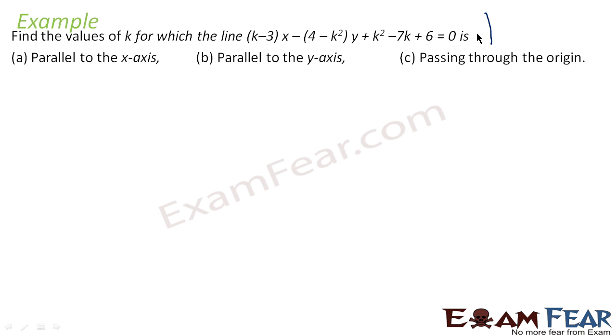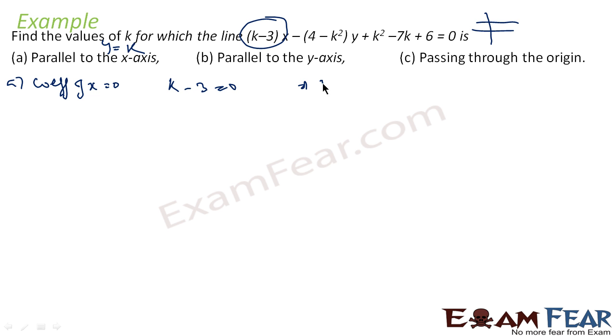When the line is parallel to x-axis, that means y is equal to constant, and the coefficient of x is 0, because here we have y is equal to some constant. So the coefficient of x is k minus 3. We'll say k minus 3 is equal to 0, or k is equal to 3. So for k equal to 3, this line will be parallel to x-axis.